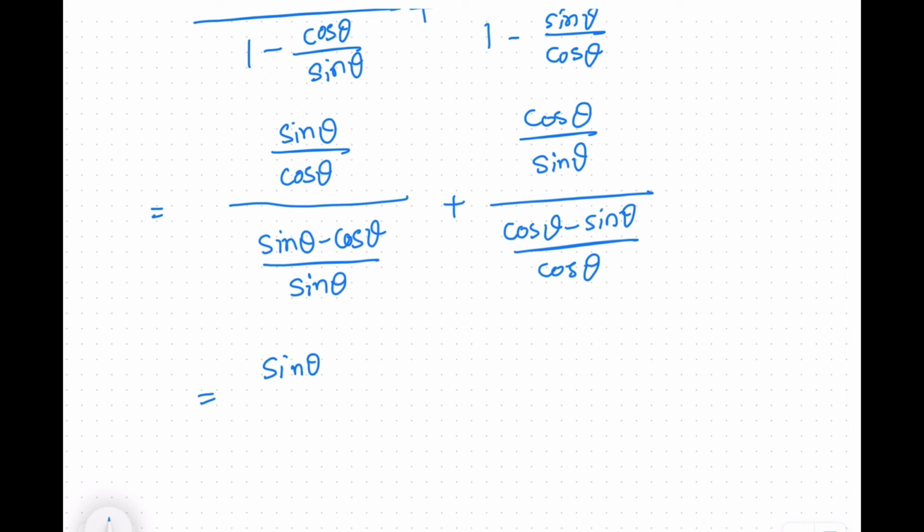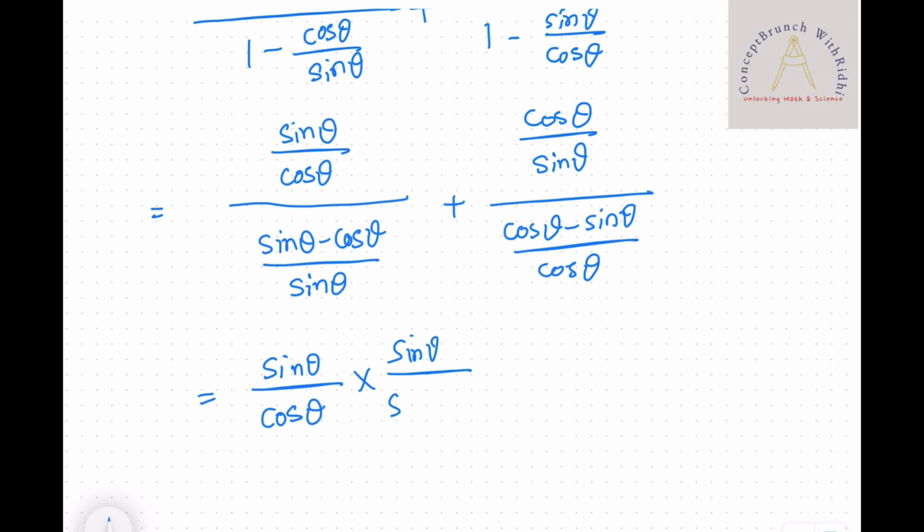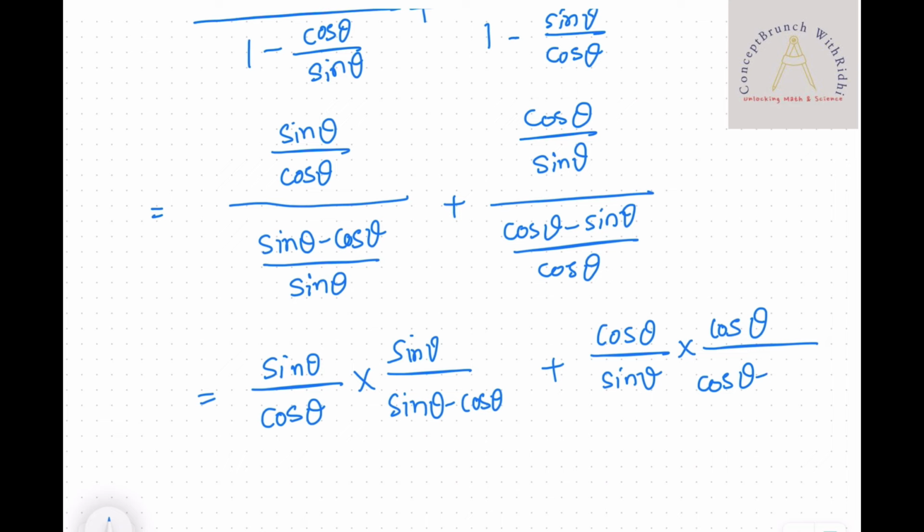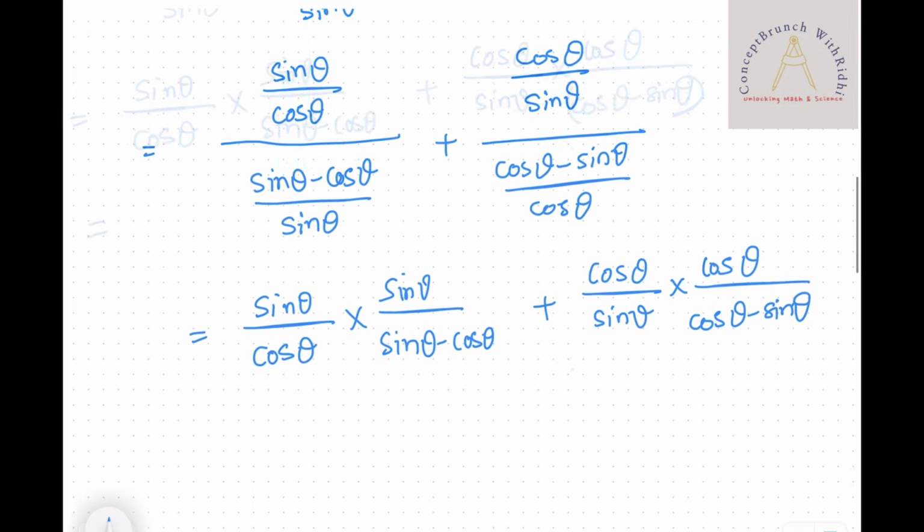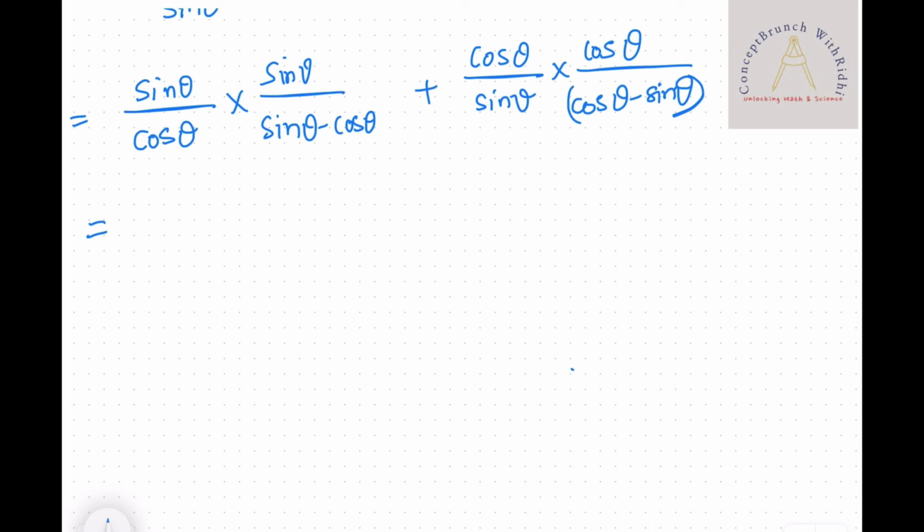Next step, what we can do? We can write in a simple way sine theta divided by cos theta, and it will flip, right? So it will become sine theta divided by sine theta minus cos theta. Similarly, this side also the same will happen. Cos theta divided by sine theta. Flip it again. Cos theta divided by cos theta minus sine theta. Correct? Let's rearrange this step. So here we can write sine square theta divided by cos theta times sine theta minus cos theta.